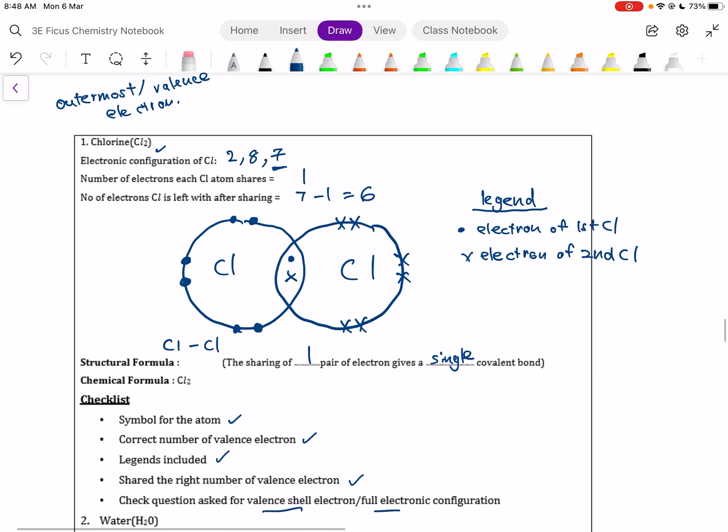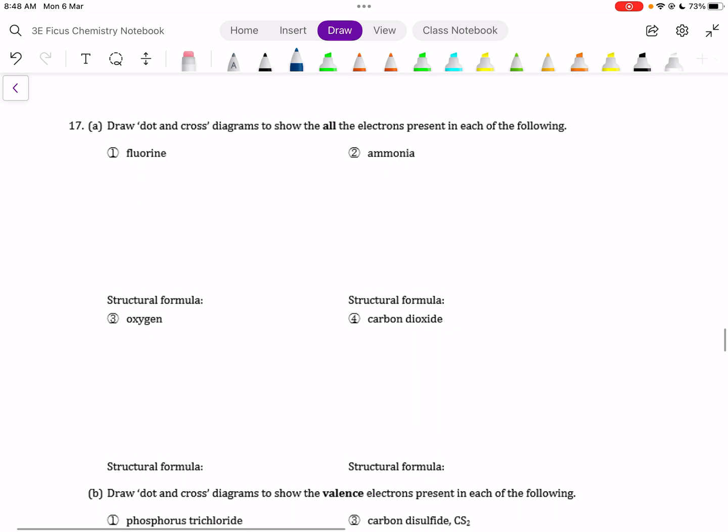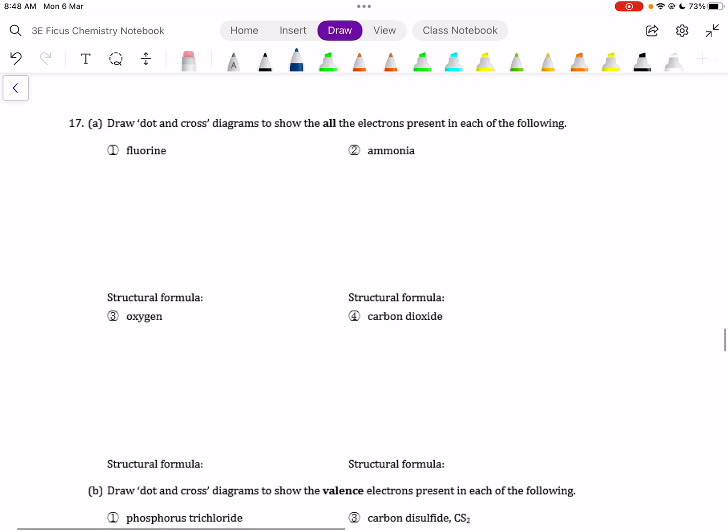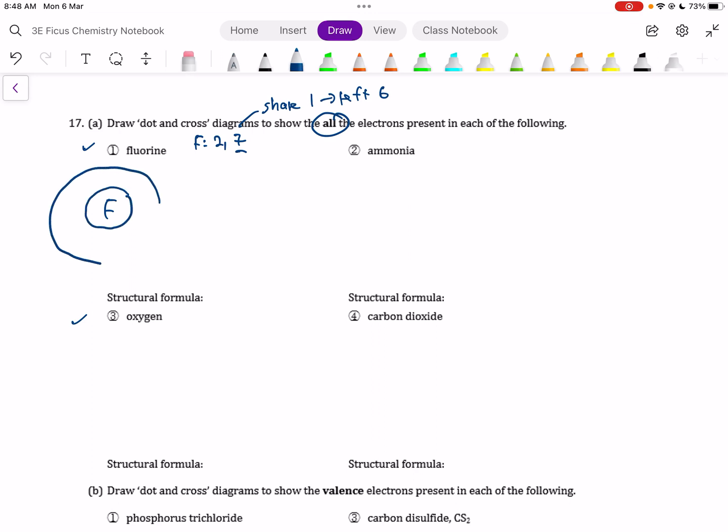Then those from the same element will be something like fluorine and oxygen, which you can try out. Fluorine is 2,7, so same thing: in this case you share 1 and are left with 6. For this question you need to show all the shells. So you write an F. I need a bit more space because you need to show all. This way. Then I do a bigger one for the outermost shell.